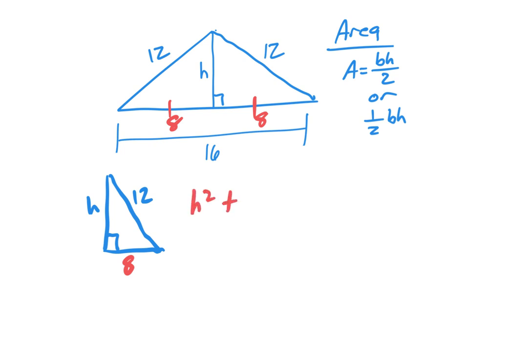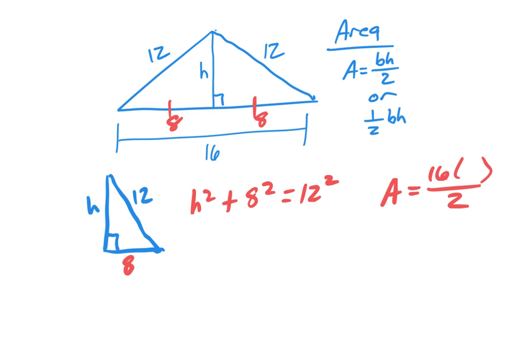So we can go h squared plus 8 squared equals 12 squared. Okay, and then I can solve for h. And my area would be 16 times whatever h is divided by 2. We've got to use 16 for the base because that's the base of the whole triangle. Okay, but we needed 8 to find the height. So there's that one.